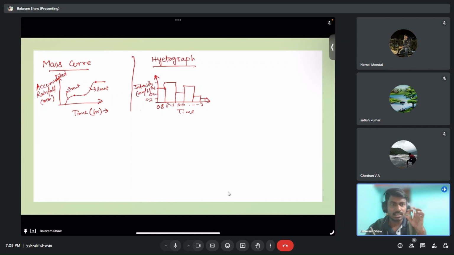Okay, and this has been derived from the mass curve only. So each of the bars that you can see, the area of this bar will represent the amount of rainfall that has happened during that duration, as in 0 to 8 hours. Okay, rainfall occurred in that hour.